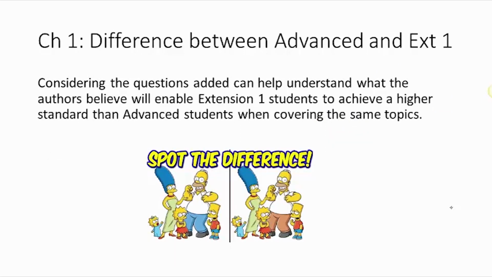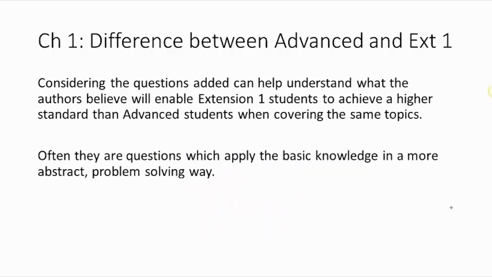There's a difference between the advanced book and the extension 1 book in chapter 1, even though chapter 1 occurs in both books. They're fairly subtle differences, but I do go through in this video what those differences are, and hopefully that will give you some insight into what the authors feel is the step up that should be made from an advanced student to an extension 1 student.